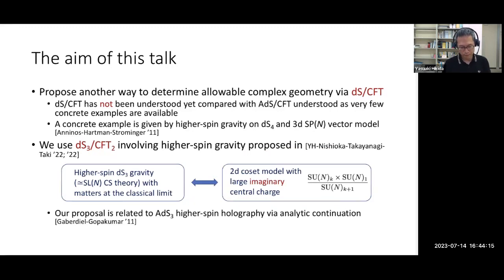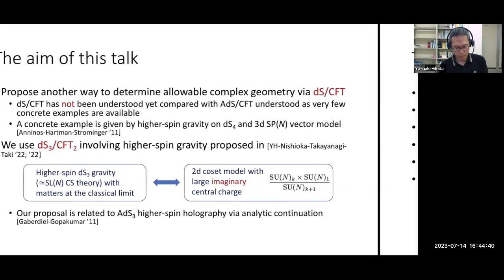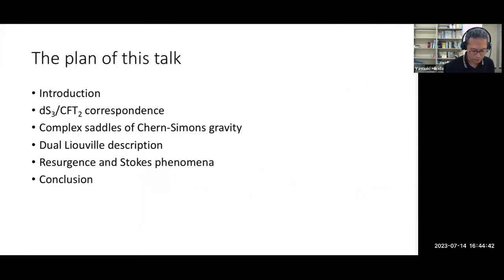This is not the way we constructed it, but today I want to explain this duality as an analytic continuation of the so-called Gaberdiel-Gopakumar proposal, which is a duality between higher spin gravity on dS3 and some 2-dimensional conformal field theory. So this is an introduction.